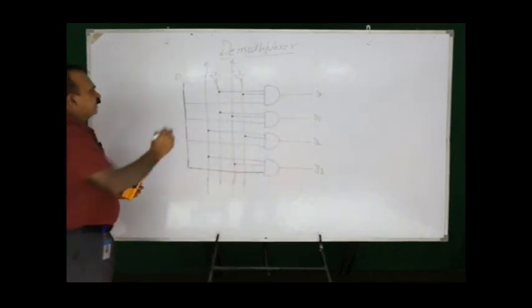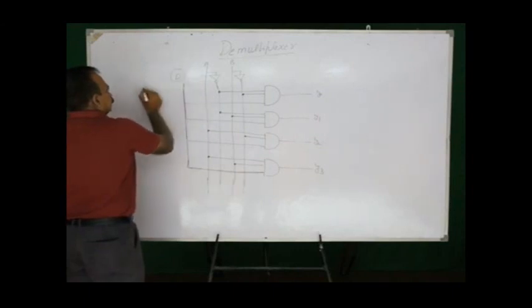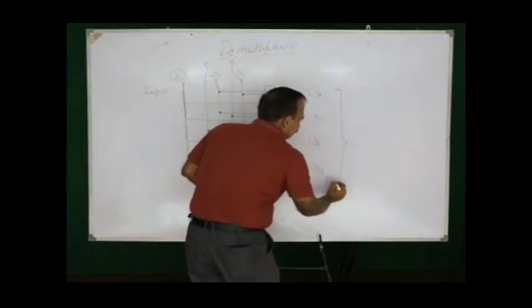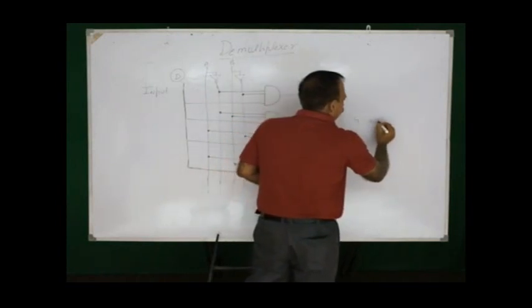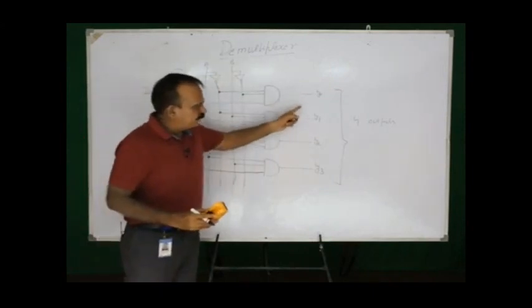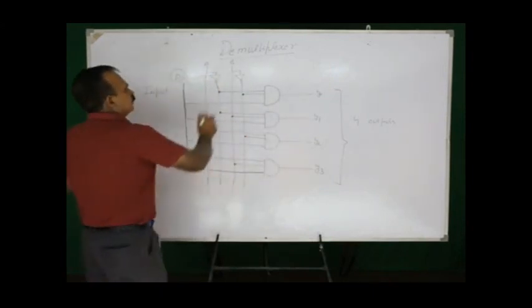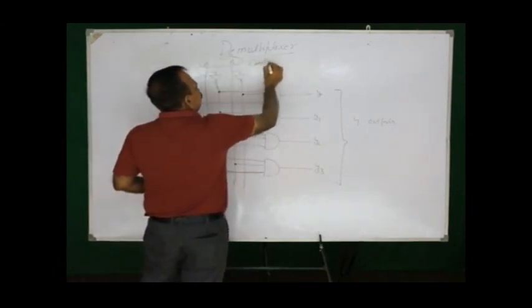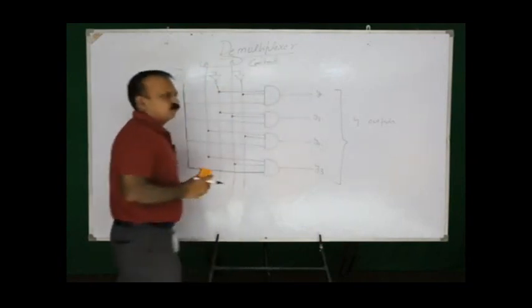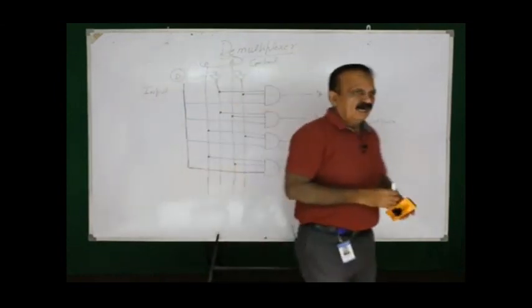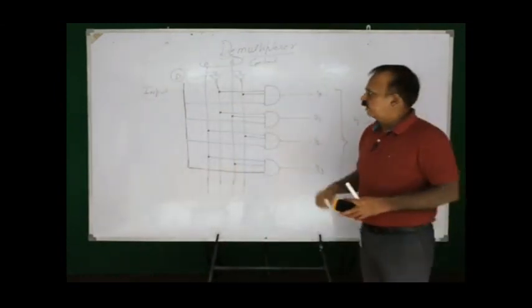Now the logic is indicating that there is a single input and there are 4 outputs. These are 4 outputs, and this input will be connected to any of the outputs depending upon the control signals. These are the control signals that will be connecting the input to the particular output. Now let us see the working, how this demultiplexer is working.